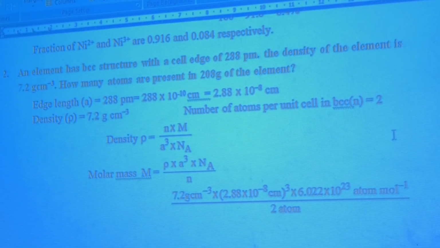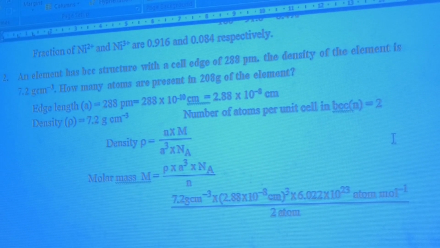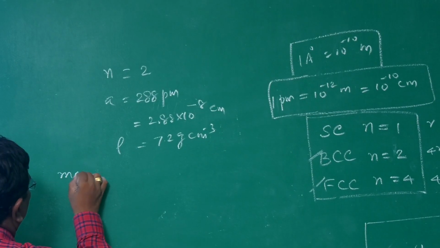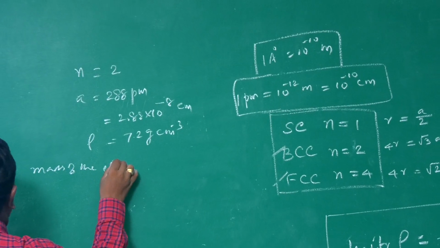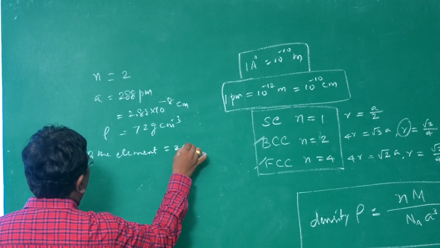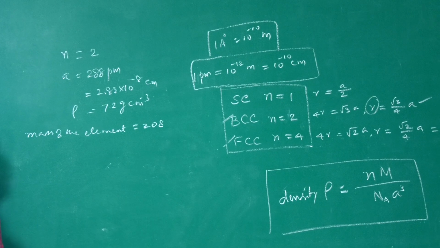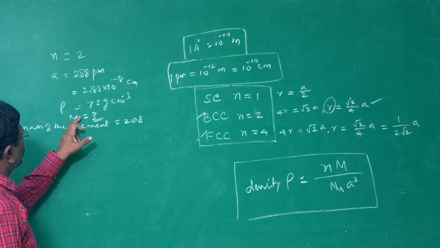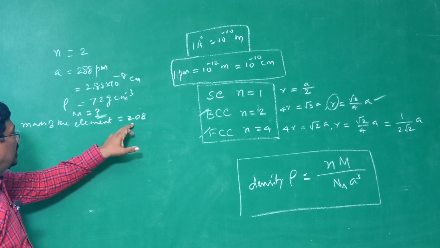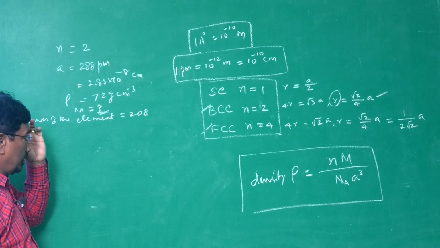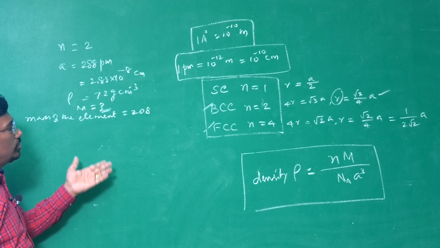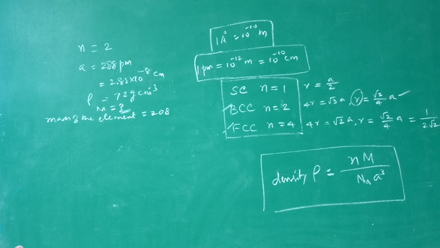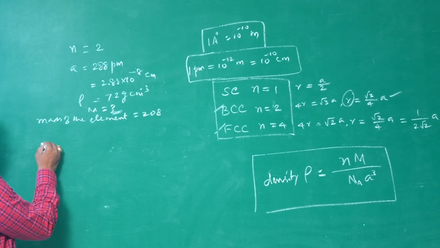How many atoms are present in 208 grams? Same type of sum we have solved already. The mass of the element is given as 208 gram. The first step is to calculate molar mass. Once we calculate molar mass, we divide the mass by it, and we get the number of moles of the element. When the number of moles is known, the number of atoms can be calculated, because 1 mole corresponds to Avogadro number of atoms.